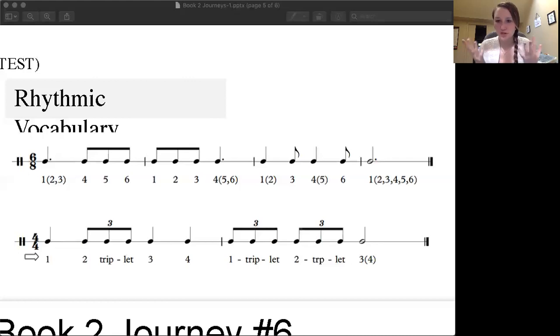You know the drill. Pick up your instrument if you have it with you. Play it on your concert F. Let's try these triplets. 1, 2, ready, go. 1, 2 triplet, 3, 4. 1 triplet, 2 triplet, 3, 4.